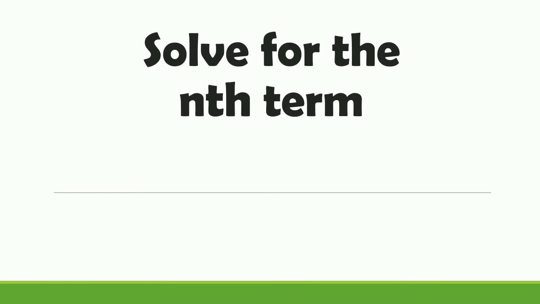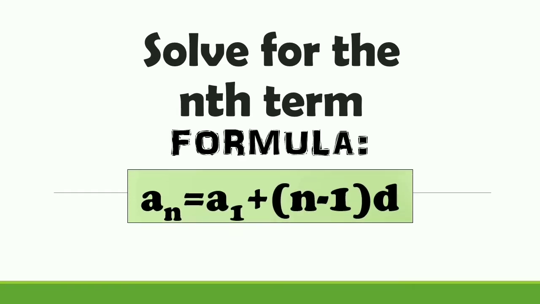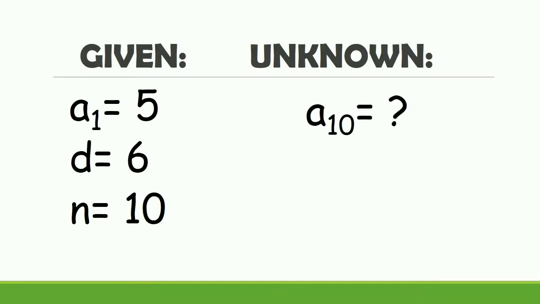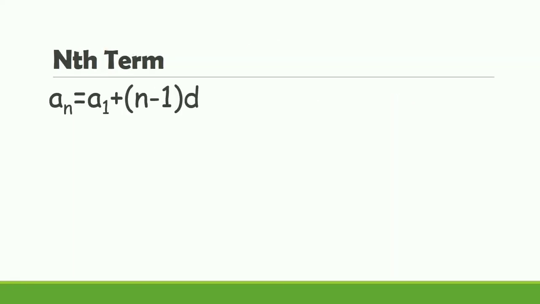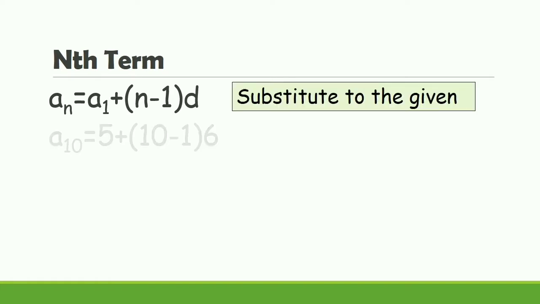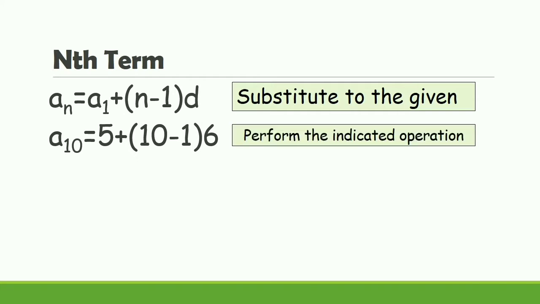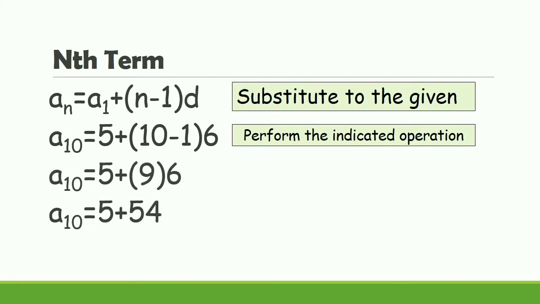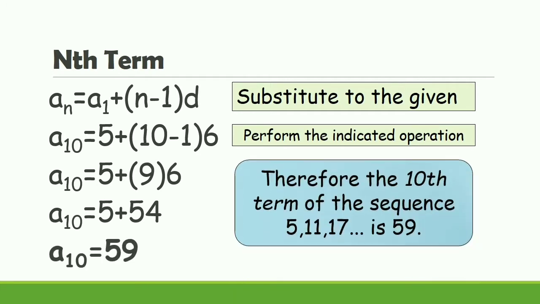Let's proceed and solve for the nth term using the formula a sub n is equal to a sub 1 plus n minus 1 times d. Given, a sub 1 is equal to 5, d is equal to 6, n is equal to 10, and a sub 10 is the unknown. a sub n is equal to a sub 1 plus n minus 1 times d. Substitute that to the given. a sub 10 is equal to 5 plus 10 minus 1 times 6. Then perform the indicated operation. 10 minus 1 is equal to 9. 9 times 6 is equal to 54. 5 plus 54 is equal to 59. Therefore, the 10th term of the sequence 5, 11, 17 is 59.